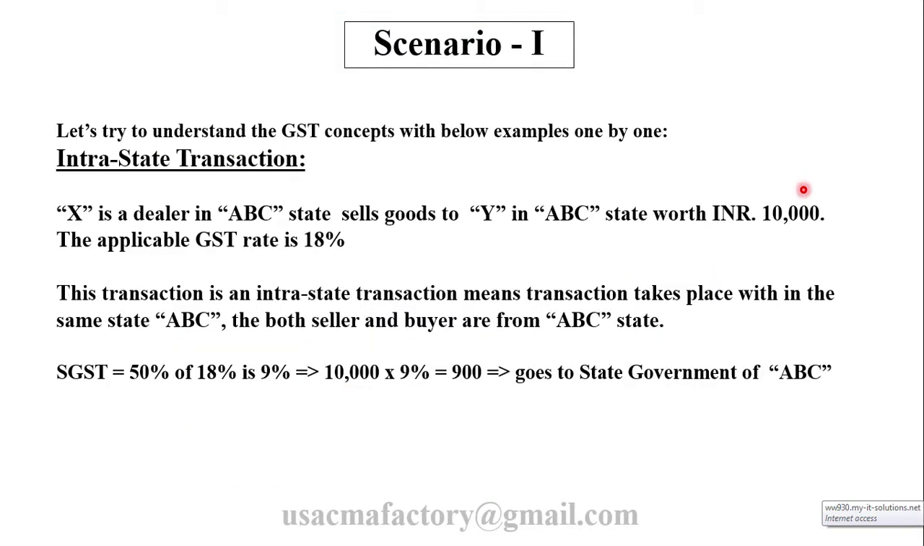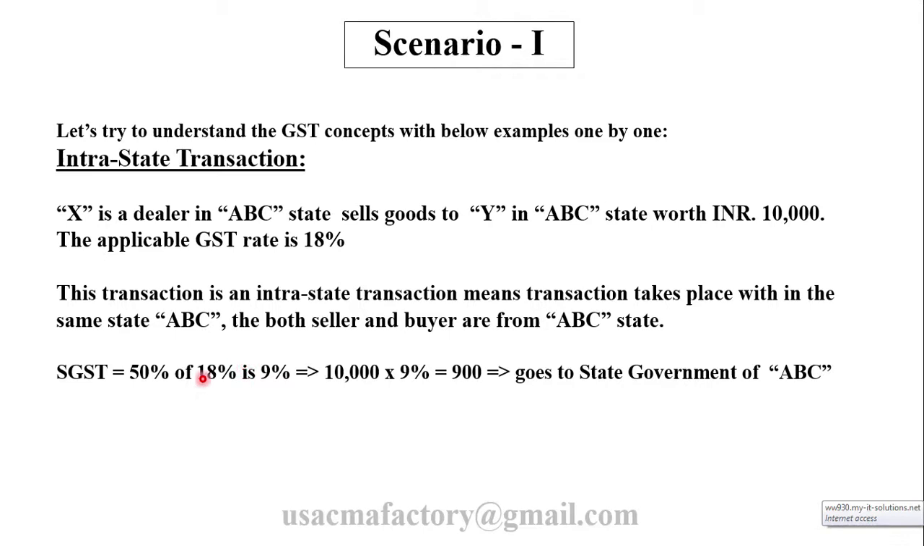Scenario 1. Let's try to understand the GST concepts with the below examples one by one. Intra-state transaction. X is a dealer in ABC state and sells goods to Y in ABC state worth 10,000 rupees. The applicable GST rate is 18%. This transaction is an intra-state transaction, meaning the transaction takes place within the same state ABC. Both the seller and the buyer are from ABC state.